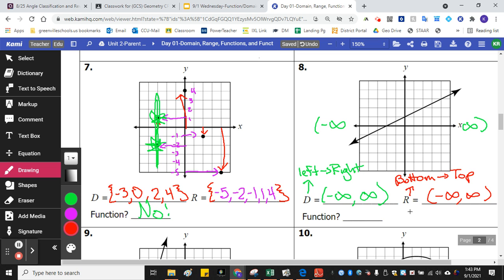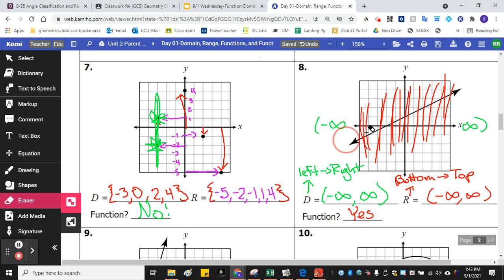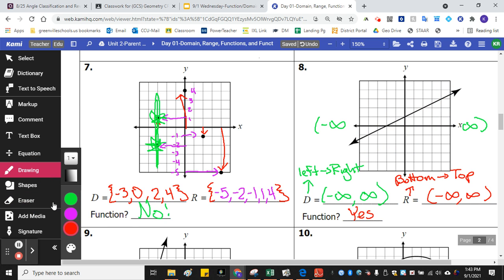Number 8. Yes. Vertical line test. Anywhere I draw a vertical line, it only crosses once. See, functions are pretty easy till you get that dang function notation, which we're going to get to on the next page. Those are pretty easy. It's mx plus b, right?